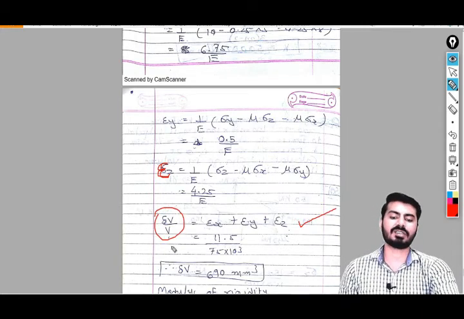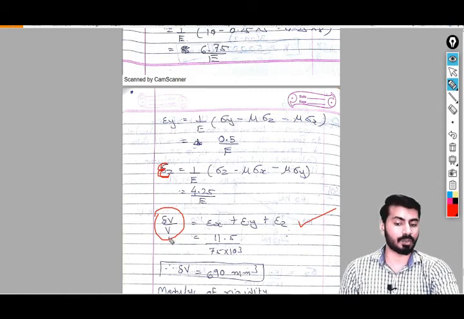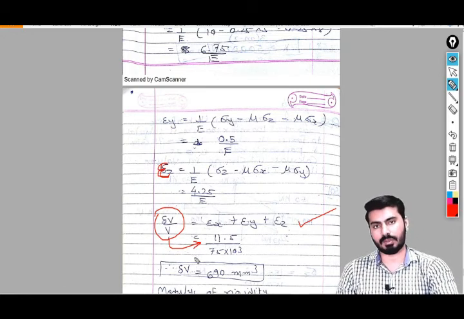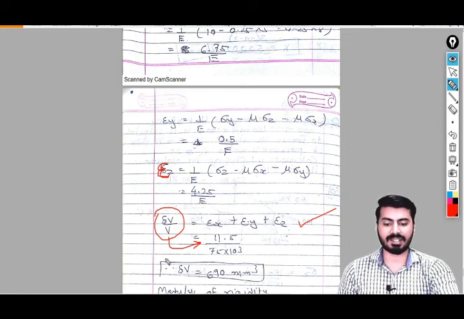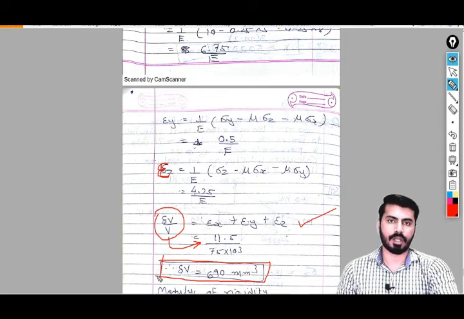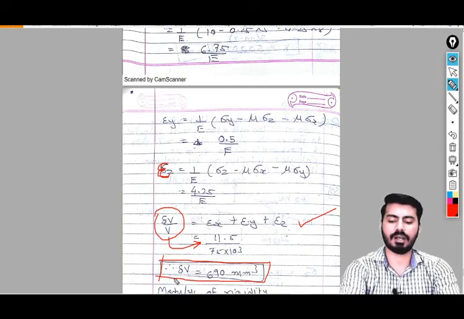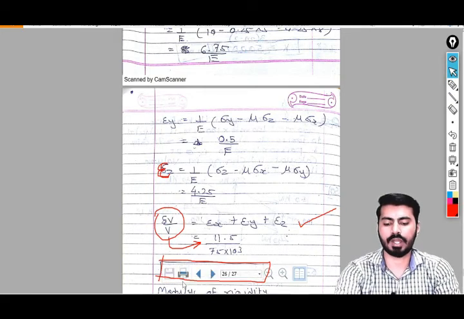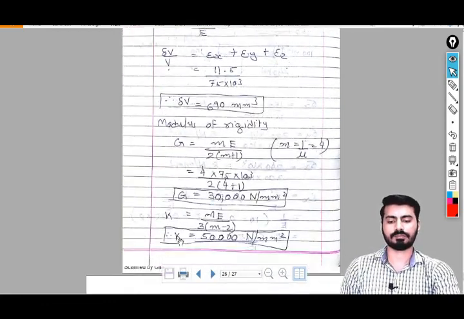But our intention is to find out the delta V only. That's why we are going to cross multiply the V with the original answer, and we will get the answer of delta V as 690 mm cube. Be careful while writing the units. Right now we are going to move forward.